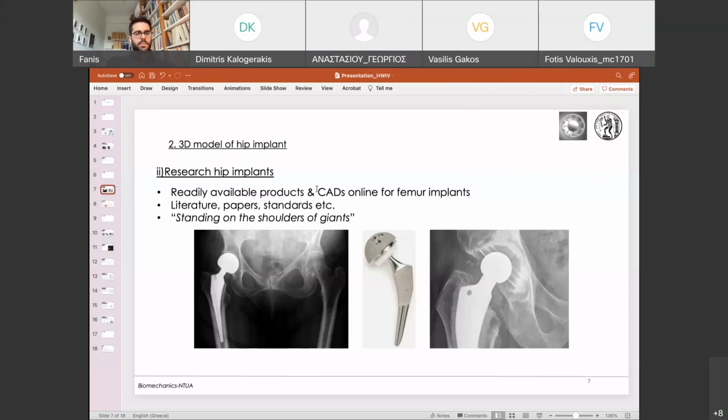Also, just in case you need to study this or have a similar project, when you're dealing with a common problem such as hip replacement surgeries, it's a really good idea to search online for resources. For example, for hip replacement, there are many cuts online. There are products that are on the market right now. There is a lot of literature and many papers, so you don't need to reinvent the wheel.